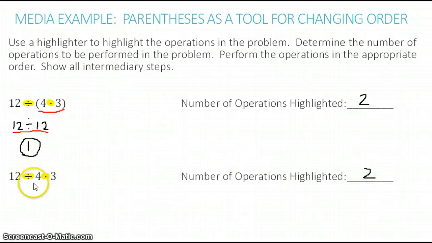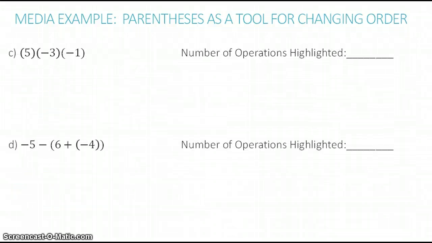So we have division and multiplication. We're going to do division first because it's first left to right and there's no parentheses. 12 divided by 4 is 3. Now we have 3 times 3, and 3 times 3 is 9, and that's our final answer. Notice our results are different in this case. Let's look at another problem.